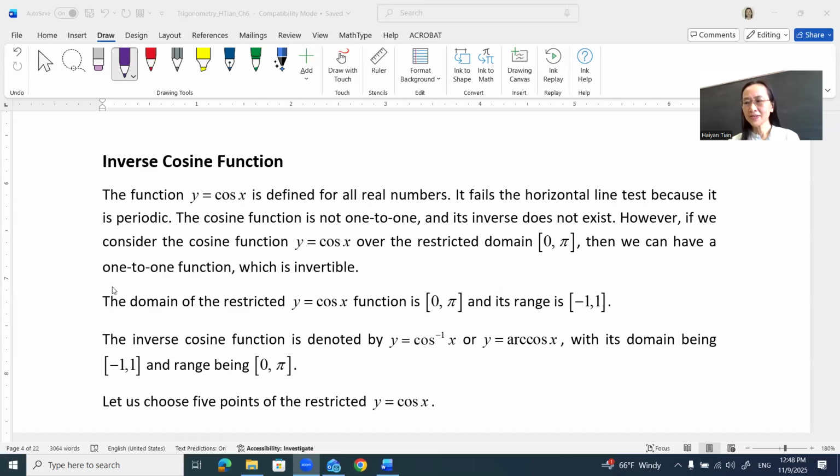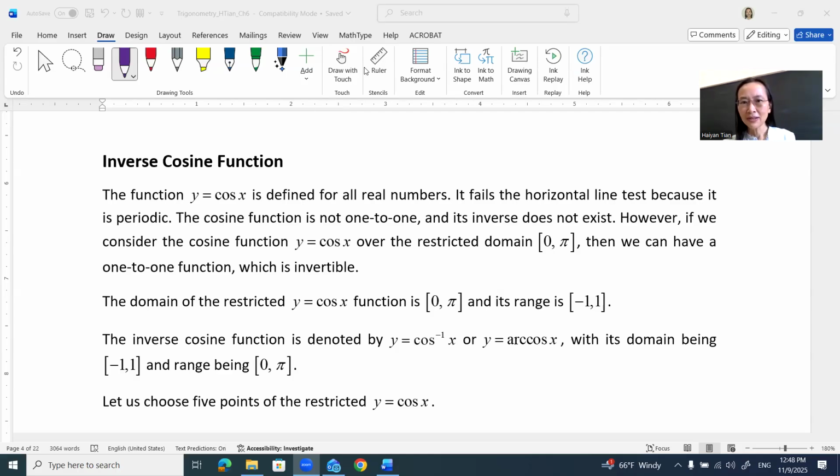The sine function is not invertible because it's not one-to-one until we restrict the sine function on a smaller interval, such as from negative half of pi to half of pi. Then we can find the inverse sine function.